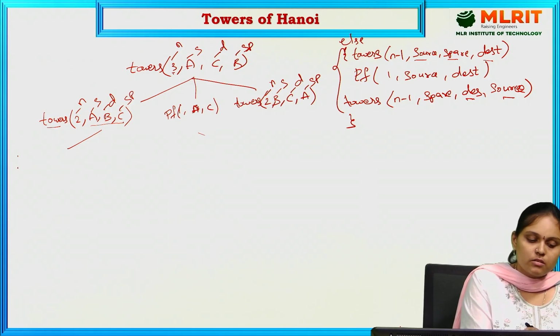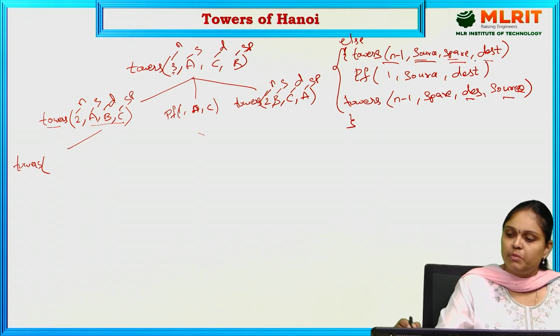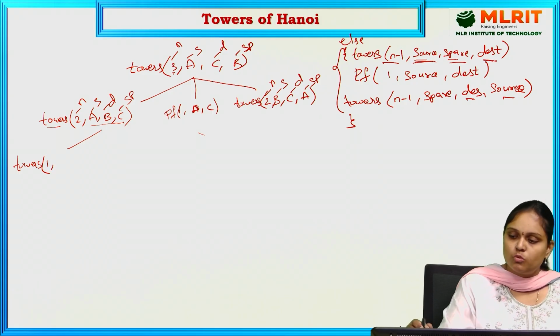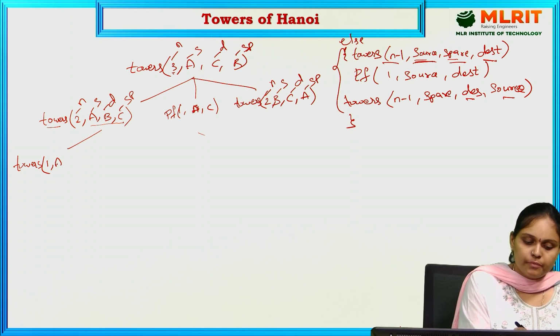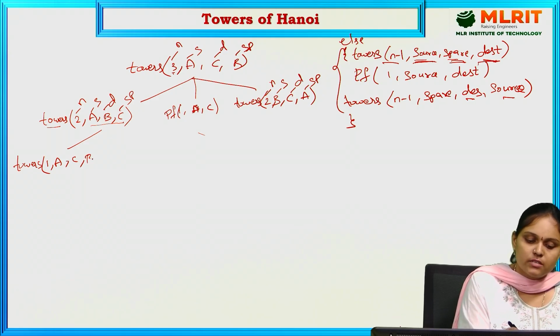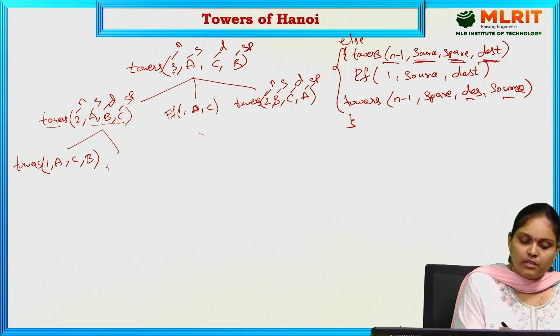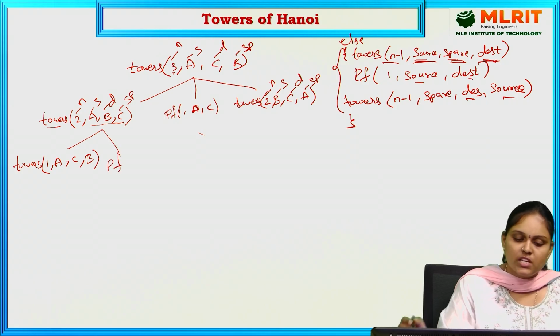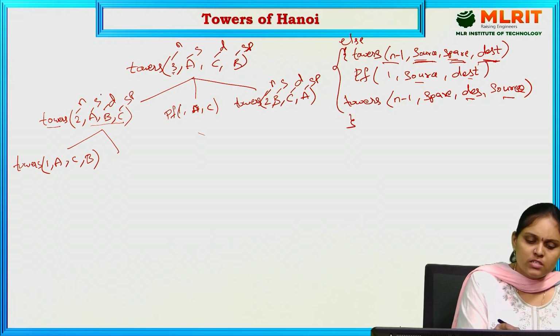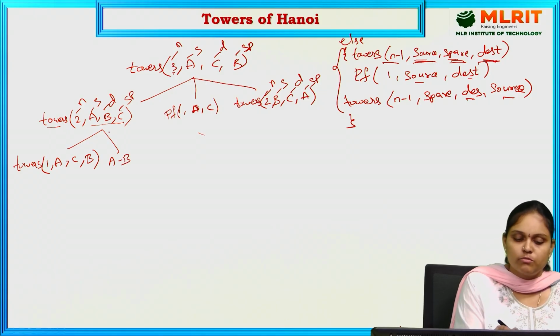So again towers, and see here n minus 1, source, spare and destination. N minus 1, that is 2 minus 1 is equal to 1. And here the source is A, the next spare is C, and the destination value that we have is B. And next we have a printf statement, we are moving one disk from source to destination. In the statement the source is A and the destination is B. We are moving directly from source to destination.